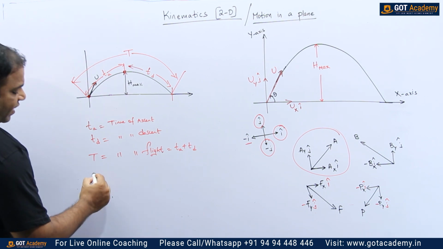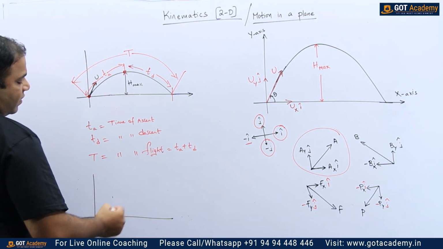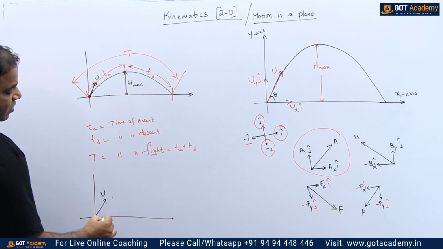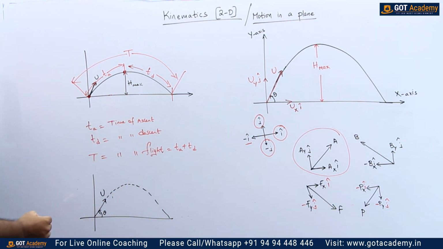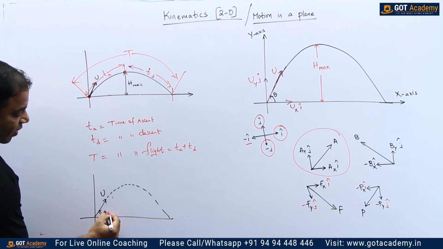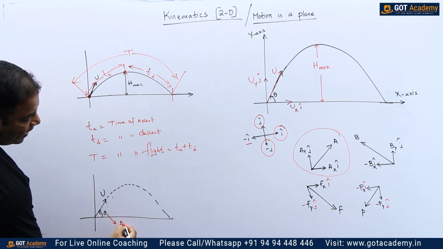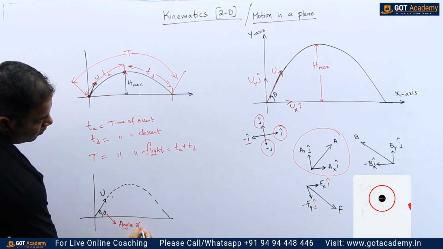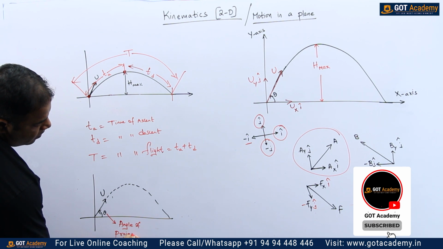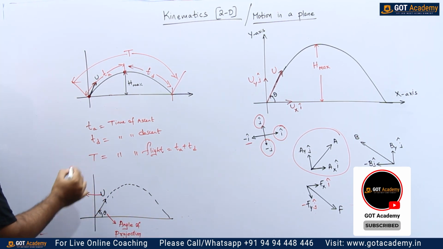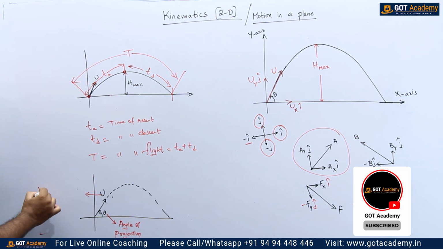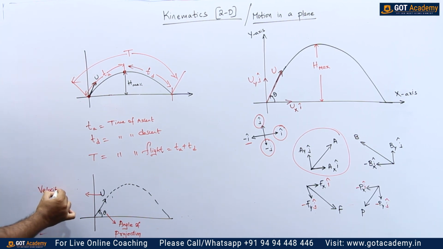The next one is that in a few cases, a body is thrown like this with a velocity u making an angle theta, going upwards and then coming down. So what is this theta known as? This is one more question. What is this theta known as? Angle of projection. What is this u known as? Initial velocity, or the best way to say it is velocity of projection.